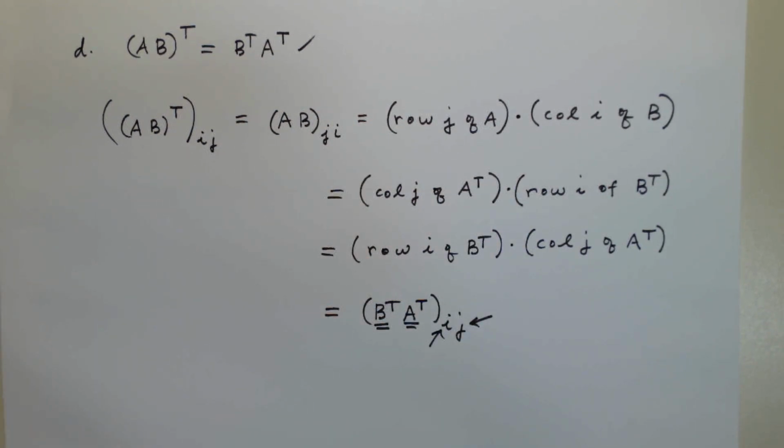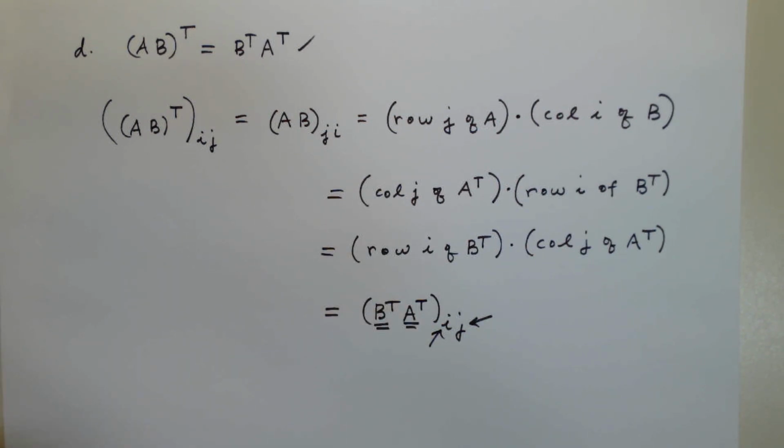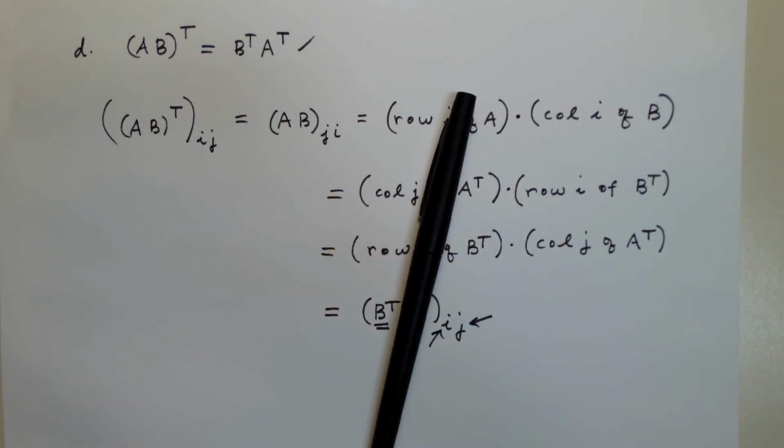We're just making repeated use of the relationship between a matrix and its transpose, how the columns of one become the rows of the other, and the rows of one become the columns of the other. So it's not a difficult proof, but you have to understand how a matrix and its transpose are related in this fashion. Okay, so let's head back to the course notes.